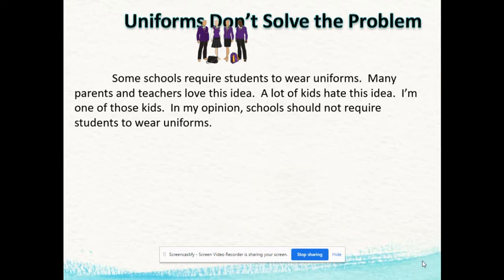Now, if you read through that introduction, you notice that it's structured the way that we've been taught to write our introductions. It's got that opening statement, it's got two different opinions, and then it's got the author's opinion stated in there. So you'll notice the structure of that introduction.